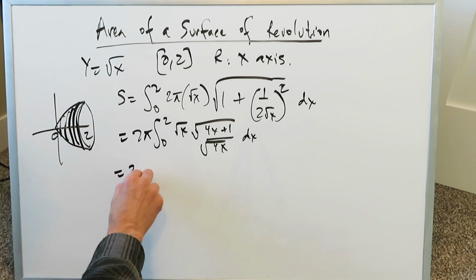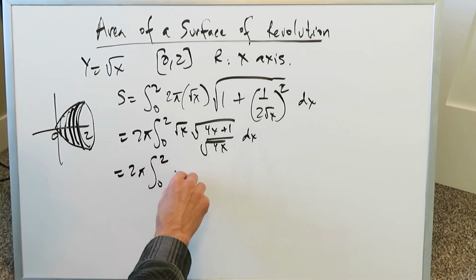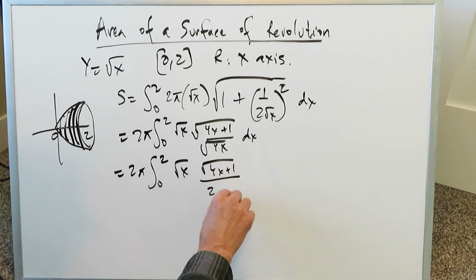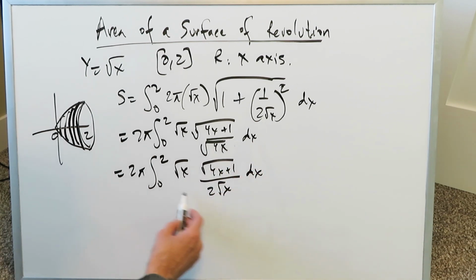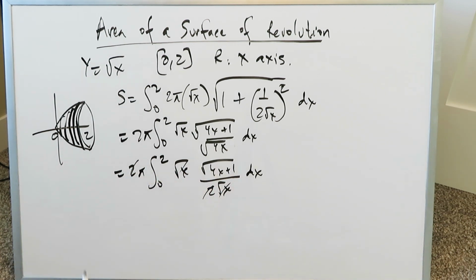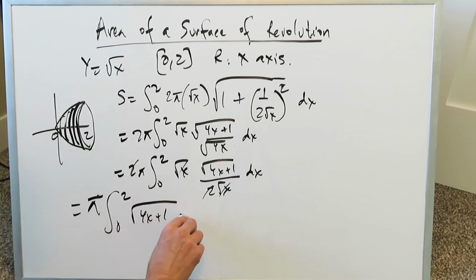Let's not erase too much, but let's bring everything here. You have root x, then you have 4x plus 1 within its root, then you have a 2 root x dx. This 2 and this 2 cancel out, this root x and this root x cancel out. Now suddenly everything has become this. From 0 to 2 you have just this, 4x plus 1 dx. Now you have to just do the integration of this.